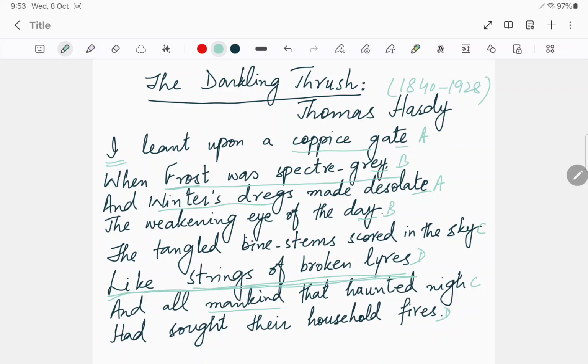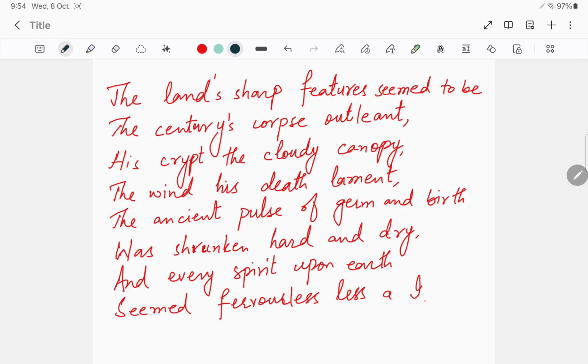Then drear and desolate. So we see that there is a use of alliteration, that means the repetition of consonant sounds. And as far as the tone of this opening stanza is concerned, it seems to be very gloomy, quite melancholic, and at the same time reflective as well. So I believe I have explained the stanza in detail to your understanding. Okay, dear students, let's move on to stanza number two.